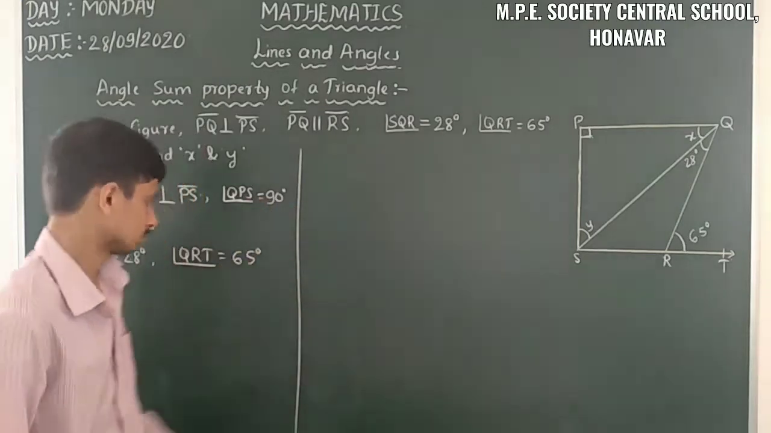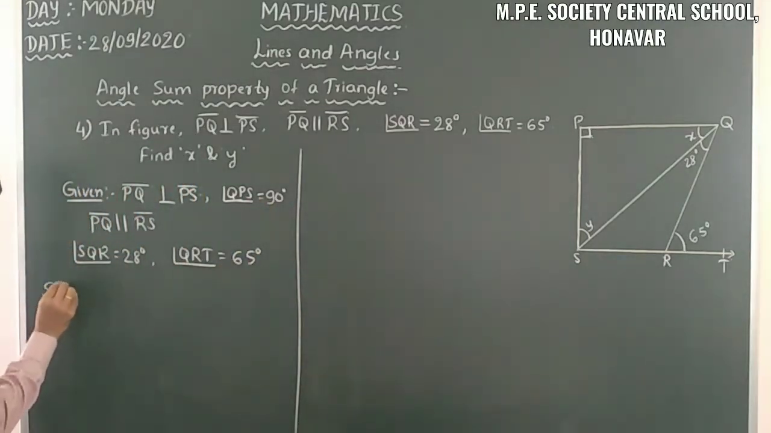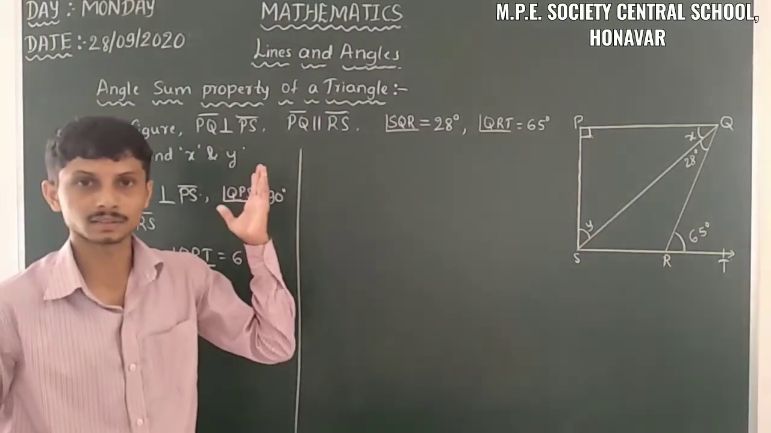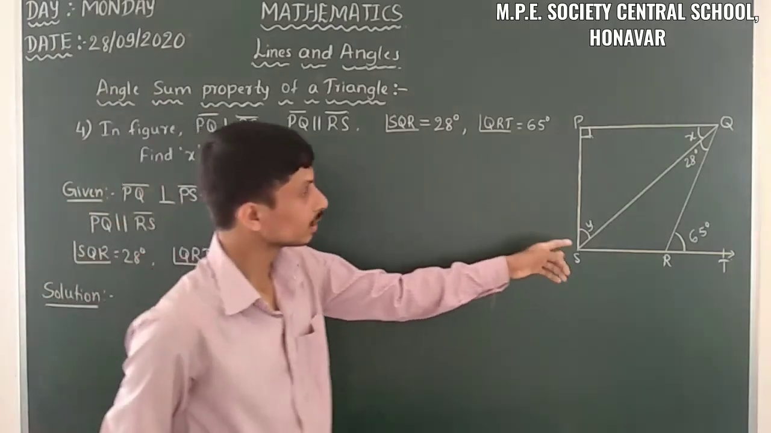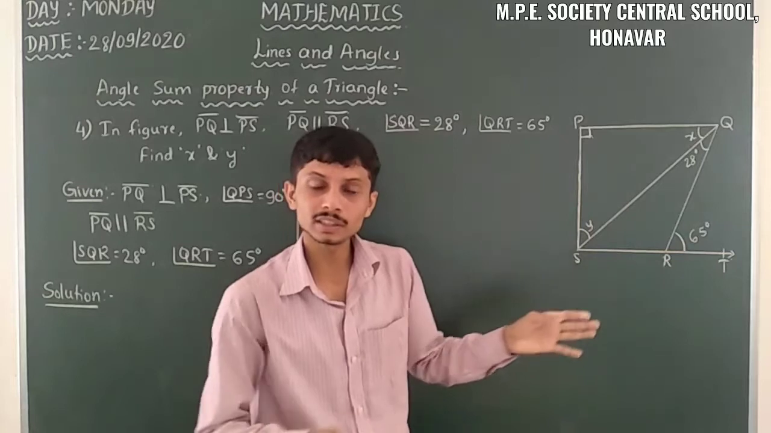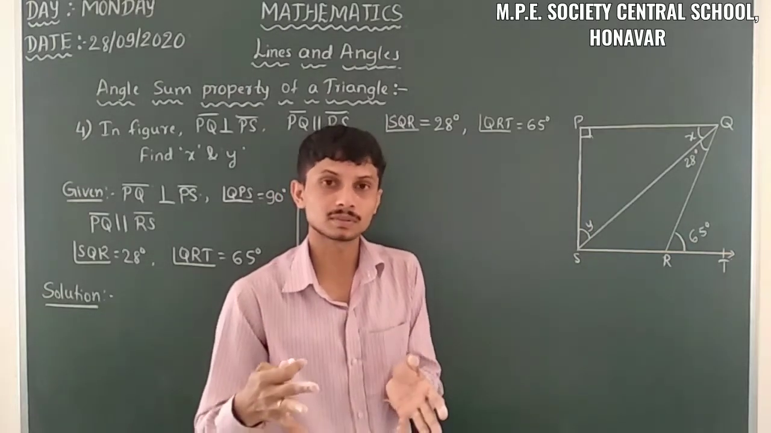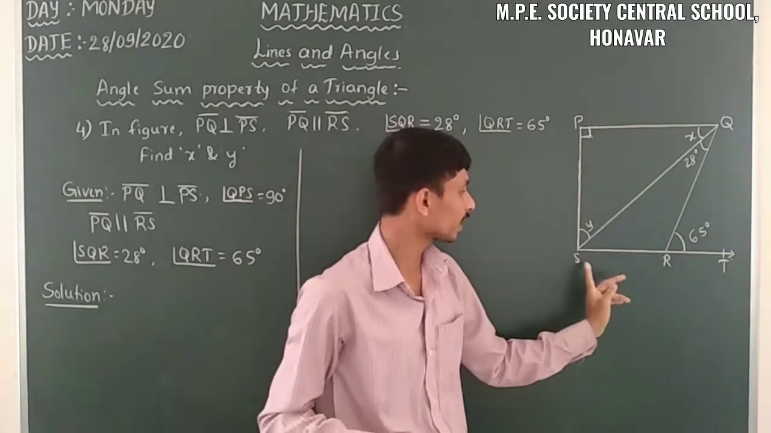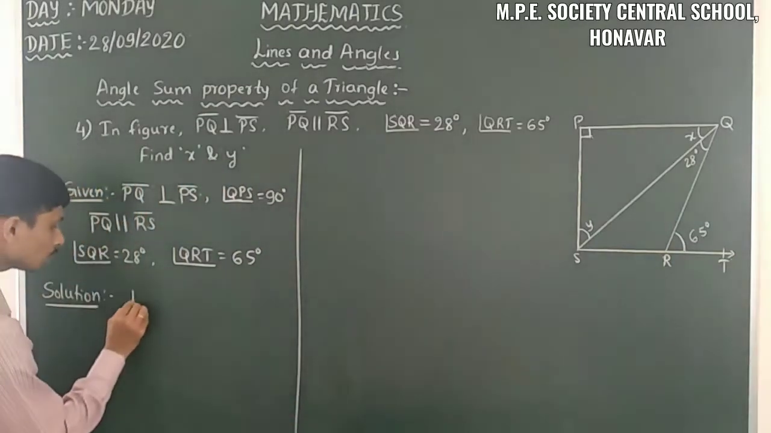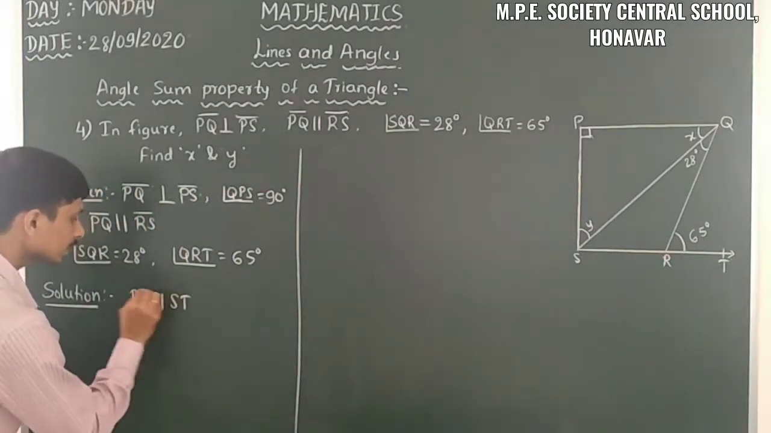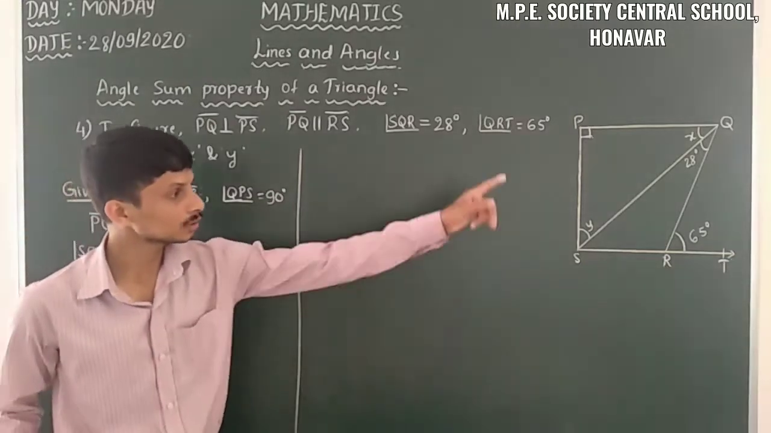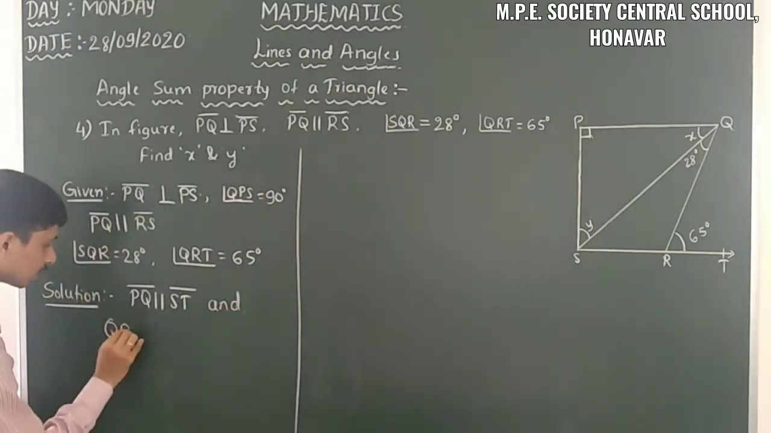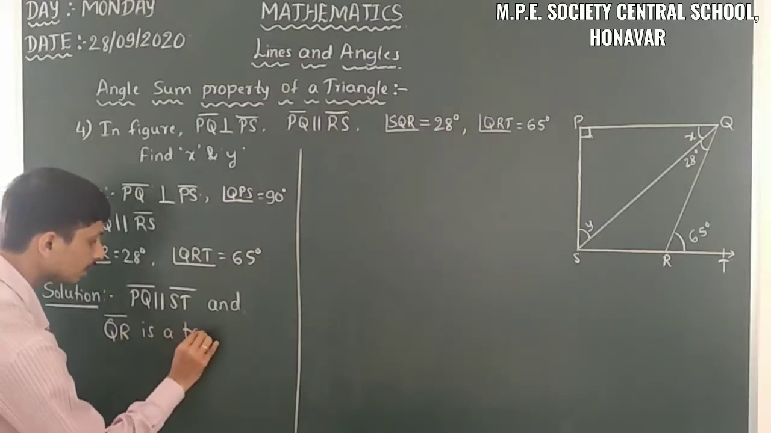So let us take the solution. Firstly we have to find the value of x, and we can find it easily. If we take theorem 6.8, it needs more steps, so this way is very easy. Let us take PQ is parallel to ST. And what is the transversal here? The transversal is QR.